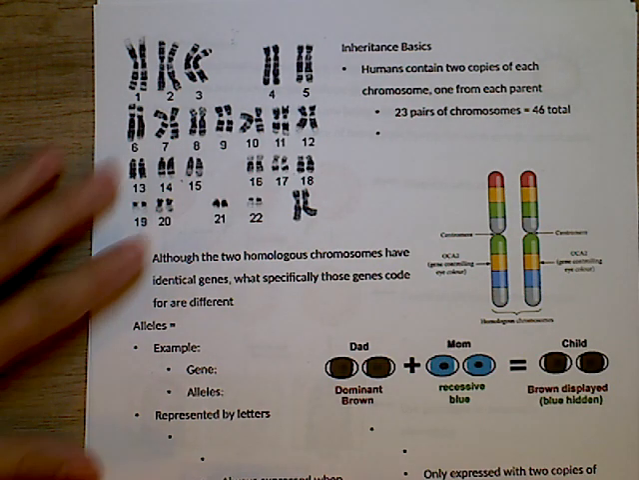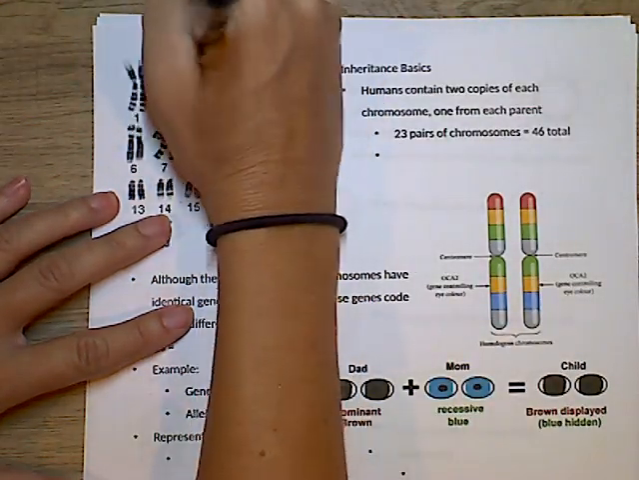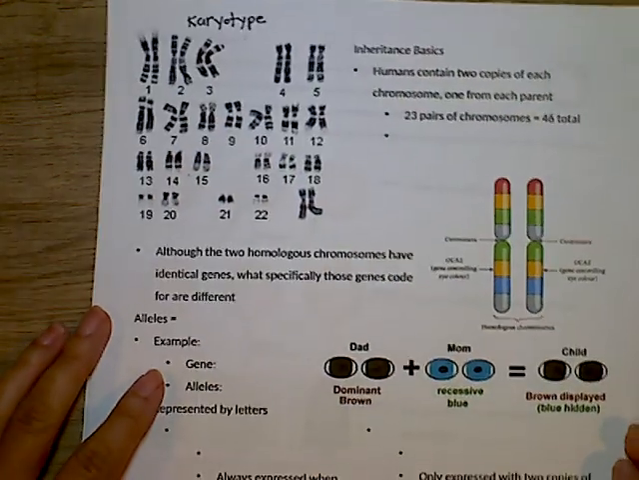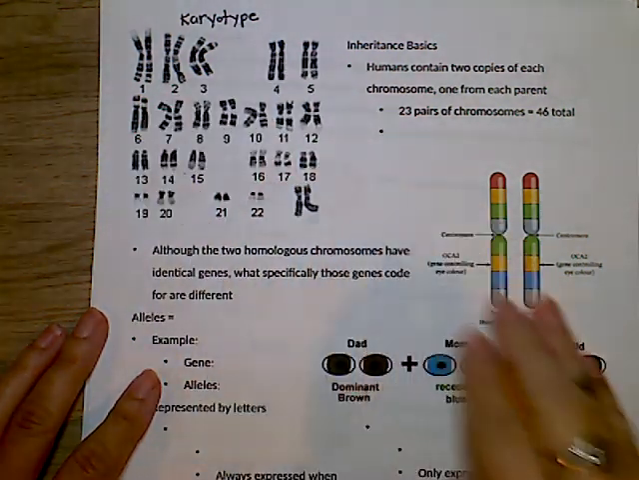So inheritance basics. This is called, I think we talked about this earlier, a karyotype. It's when you get a picture of all the chromosomes and you match up the homologous pairs, and then you get your picture there.